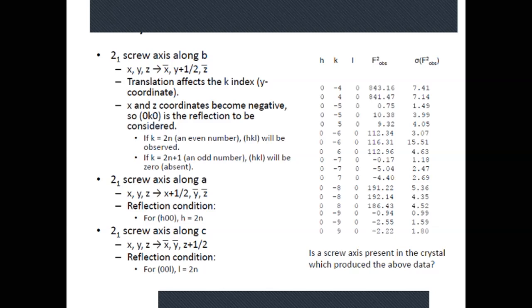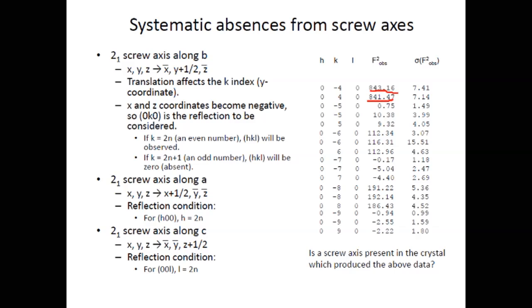So we get to the first, we have 0, -4, 0 and 0, 4, 0. Those are even. We don't have to worry about them. But notice the intensity, 841, 843. And then when we get to the odd reflection, the 0, -5, 0, we have 0.75, 10.38, and 9.32 for the 0, -5, 0 and 0, 5, 0 reflection. Now these do have some intensity associated with them, but when you compare them to the even reflections, you'll see that the even are a lot greater than the odd.